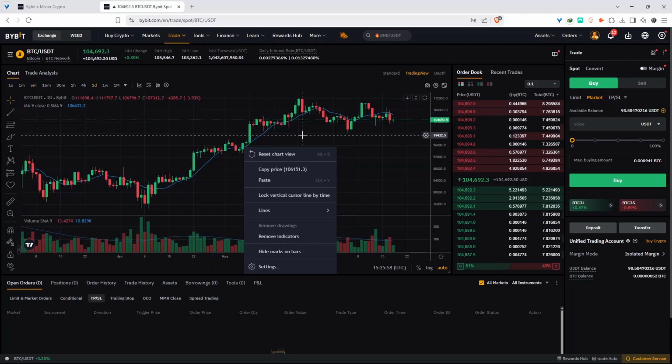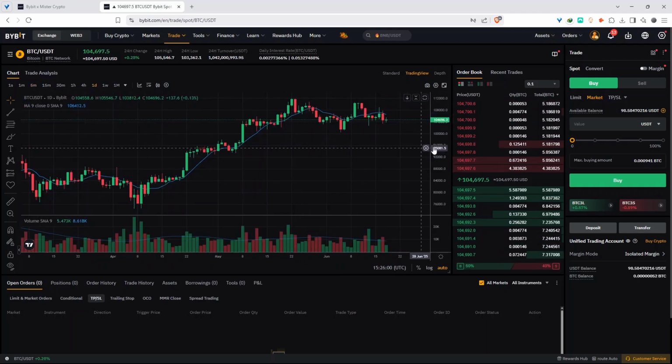On the right-hand side of your screen, you'll see the order book. This shows all the active selling orders in red and buying orders in green, with the current market price of Bitcoin in the middle. On the far right is where you'll see your available account balance and where you'll be executing your spot trades. You can easily switch between being a buyer or a seller.